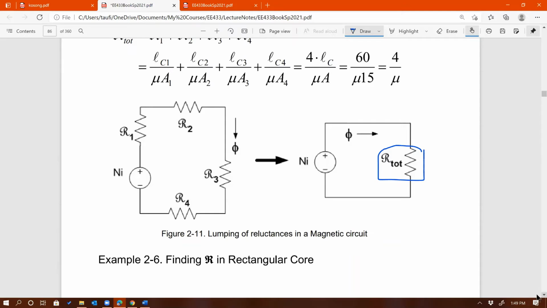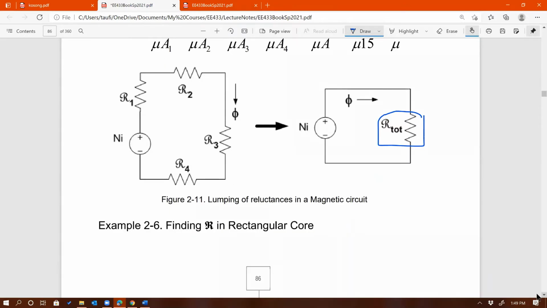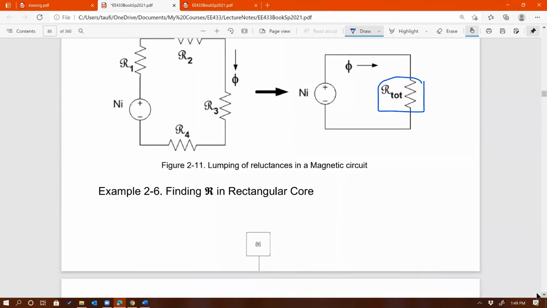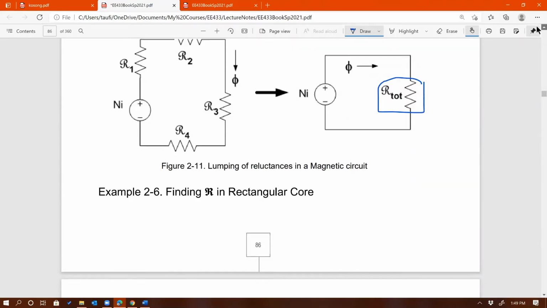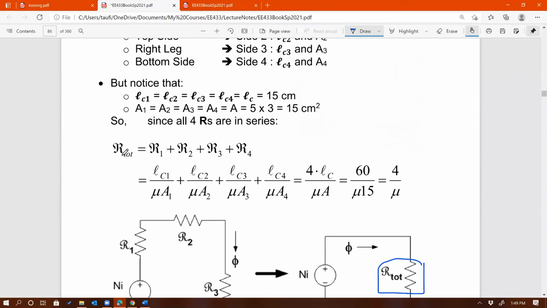So that's how you deal with multiple reluctances in a core. You just add them up. All right, and that's equal to, do I have the answer here? Yes. R total is equal to R1 plus R2 plus R3 plus R4. That's going to be equal to 4 over mu. Okay, so that's the answer for that example.